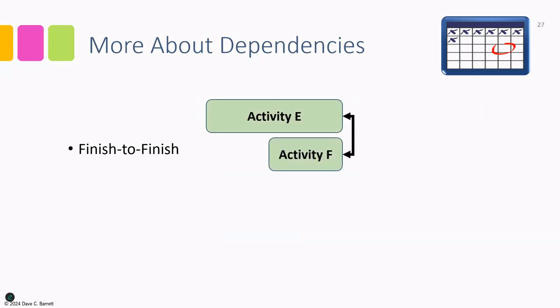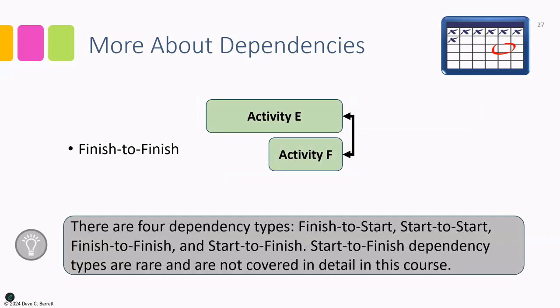There's also the concept of a finish to finish dependency. This is where activities need to finish at the same time. They may start at separate times, but they need to cross the finish line to finish simultaneously. That's referred to as a finish to finish dependency. So there are the dependency types: finish to start, start to start, finish to finish.